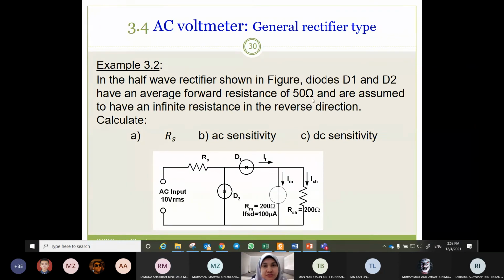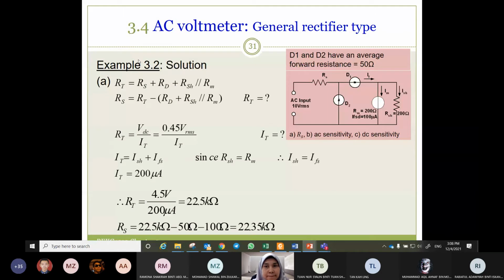In the half-wave rectifier shown in the figure, diodes D1 and D2 have an average forward resistance of 50 ohm, 50 ohm for D1 and 50 ohm for D2. I assume them to have an infinite resistance in the reverse direction. This is for forward resistance. Calculate RS, where RS is here, and the AC sensitivity and DC sensitivity of this voltmeter. So I paste the figure here. Find RS. RS is here.